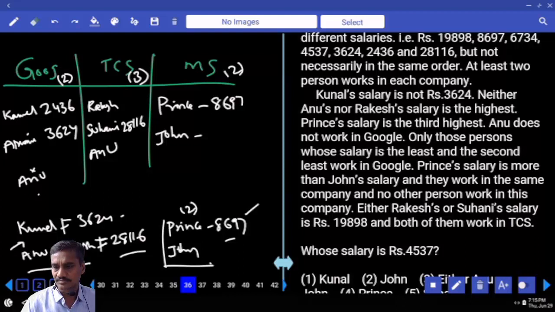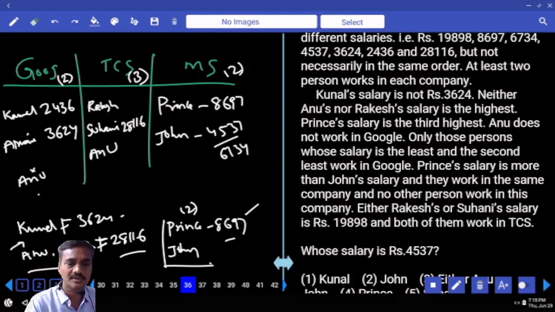And the salary of this person can be either 4,000, 4537 or 6734, in any order. Then what about Rakesh and Anu? Rakesh and Anu are not 28,116.